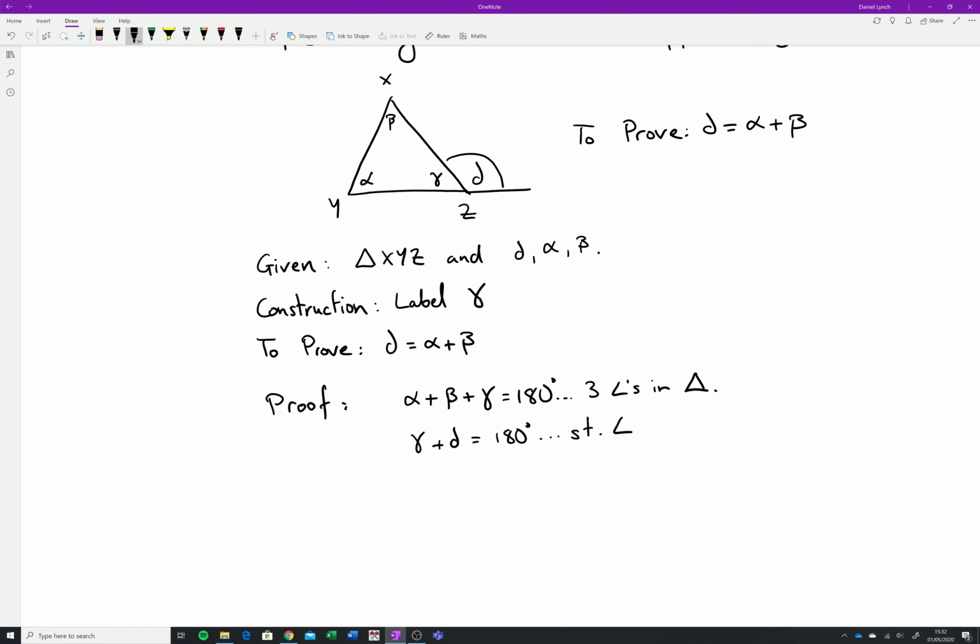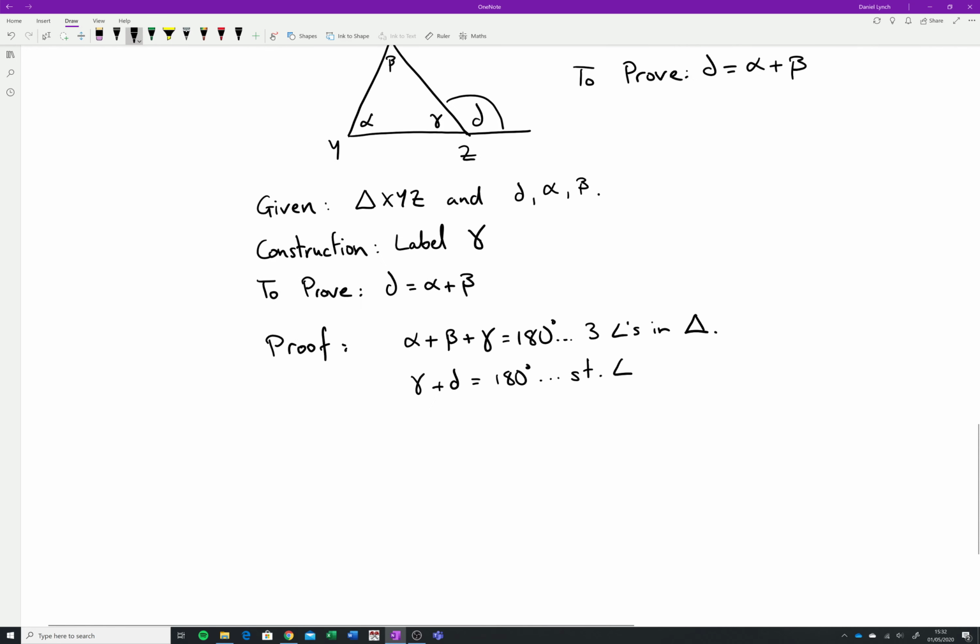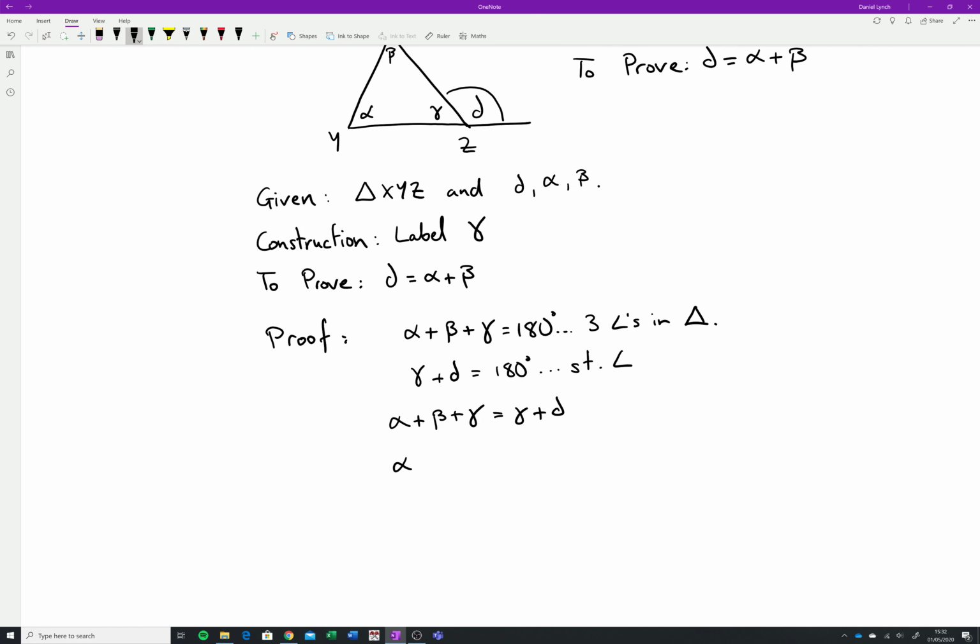So what does this mean? This means, well, if we've alpha plus beta plus gamma is 180, and if we've got gamma plus delta is 180, they're both 180. If they're both 180, then it follows that they must be the same as each other, because they're both equal to 180. And now you can subtract gamma from both sides, and we're left with the thing that we want. So there we have that alpha plus beta is equal to delta, which was the very thing that we wanted to prove, and a little QED.